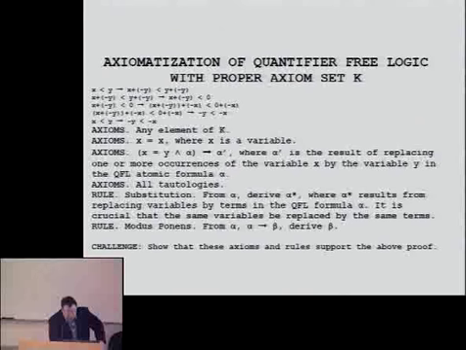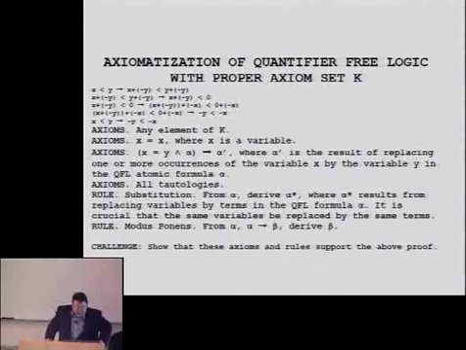The first one is: x equals y and alpha implies alpha prime, where alpha prime is the result of replacing one or more occurrences of the variable x by the variable y in the atomic formula alpha. So I have an atomic formula alpha. I don't need a more complicated formula. I can do surgery on it by replacing x's by y's, and maybe only some of the x's by y's. You get to choose which ones.